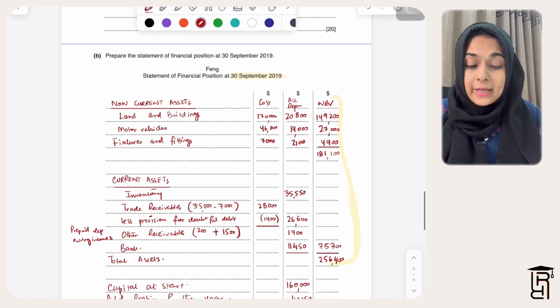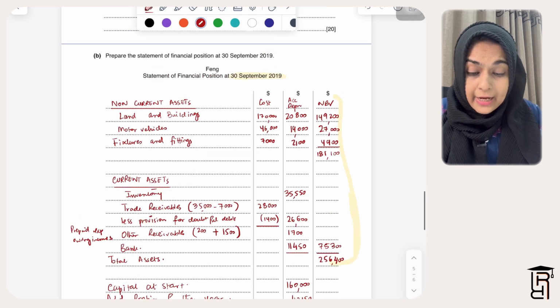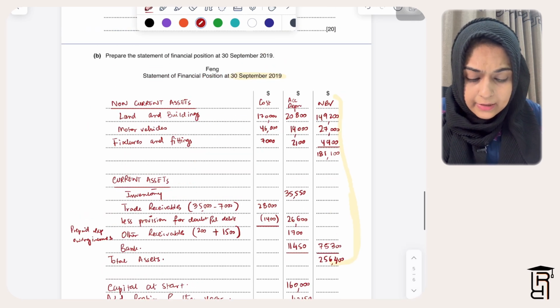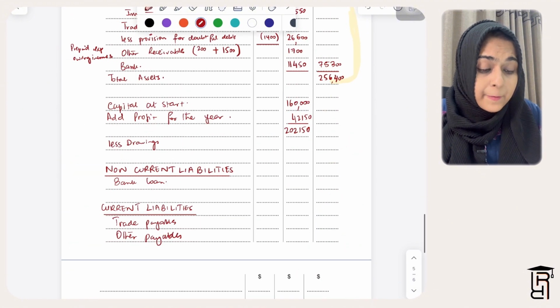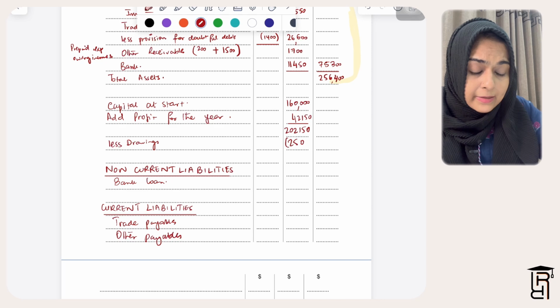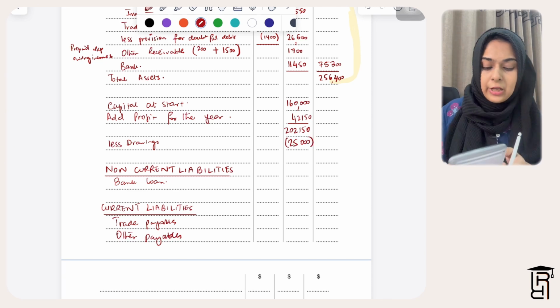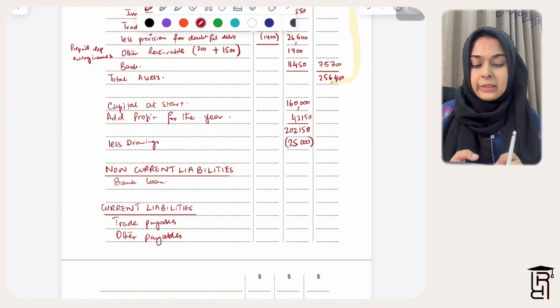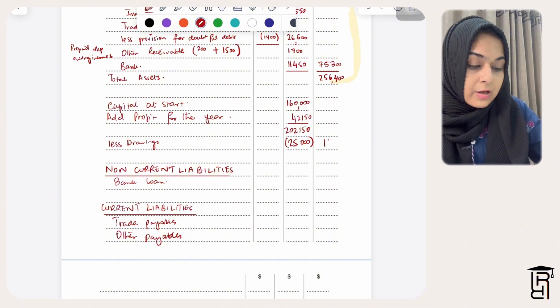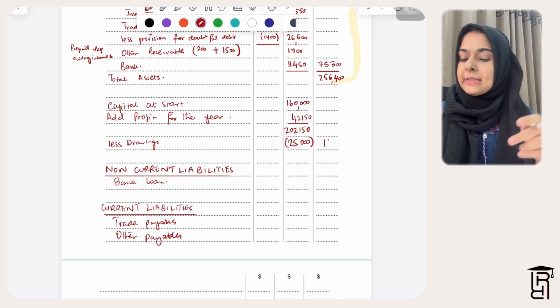So drawings in this case is only cash drawings. It's part of the trial balance. It is the 19th value, drawings, 25,000, which I will subtract from here. We don't have goods drawings in this case, so I don't need to subtract goods drawings. So I'll write here simply 25,000. So 202,150 minus 25,000 will give me 177,150. This is my capital at end.